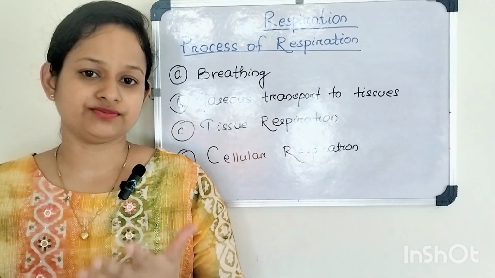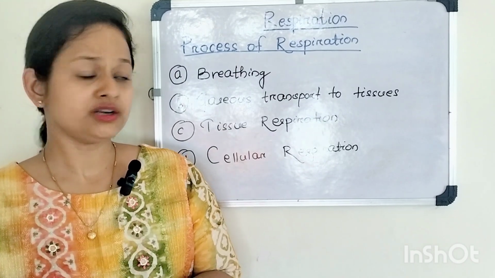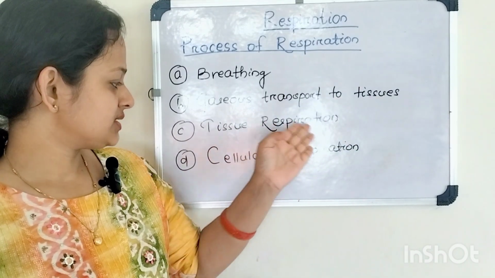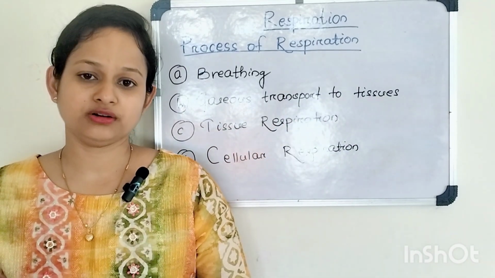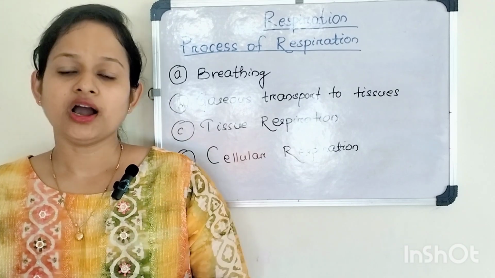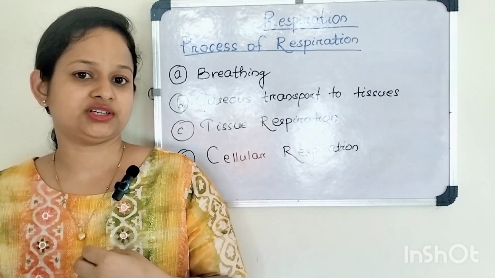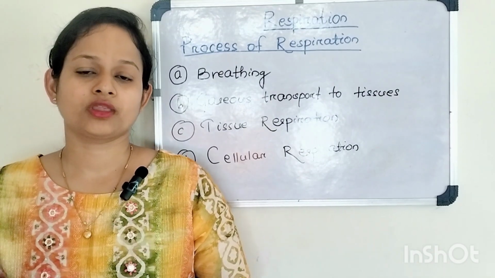The process of respiration actually completes in 4 steps. They are breathing, gaseous transport to tissues, tissue respiration, and cellular respiration. So first come to breathing. In breathing, our body takes oxygen from the outside and releases carbon dioxide from the body.